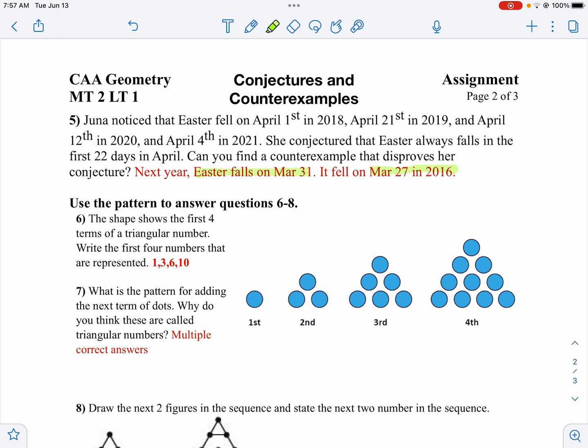It has to do with the moon and the dates of Passover. And you can actually look at when Easter is for the next 100 years if you want to.